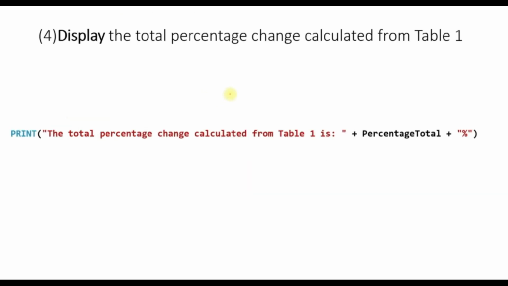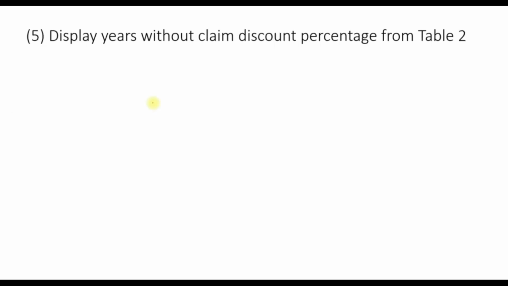And then the point number 4 in task 1 also display the total percentage change, print or output, or write the total percentage change calculated from table 1 is, and then quotation marks, do not forget the quotation marks, plus, and then the variable, and then if you want to show the percentage, plus percentage between quotation marks, and then close the brackets. This is number 4.